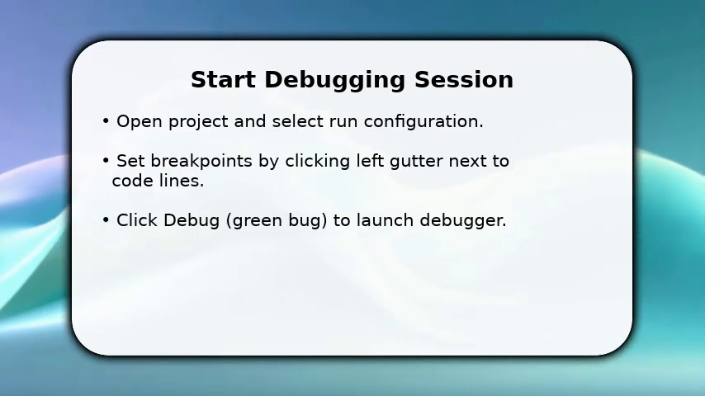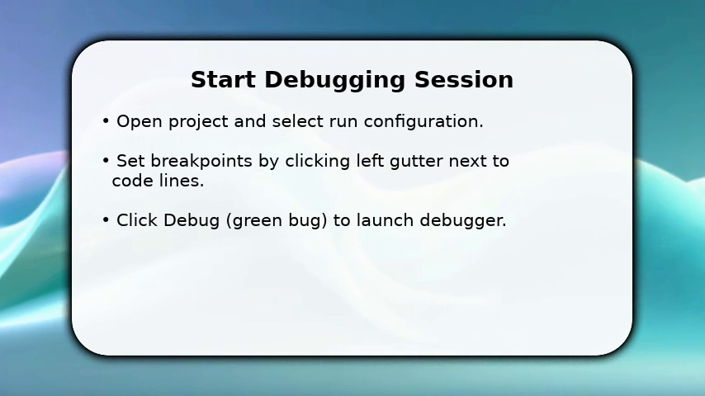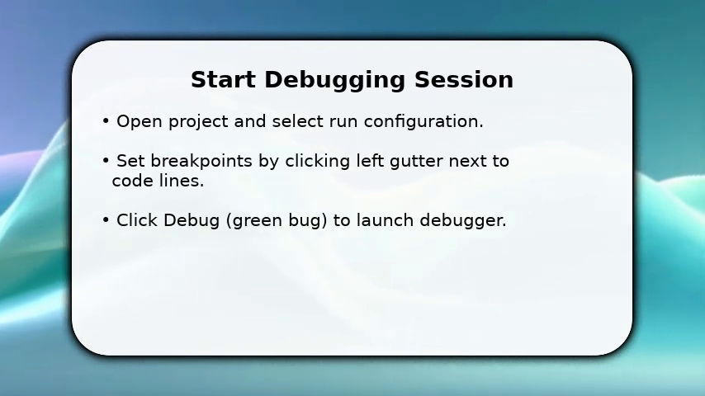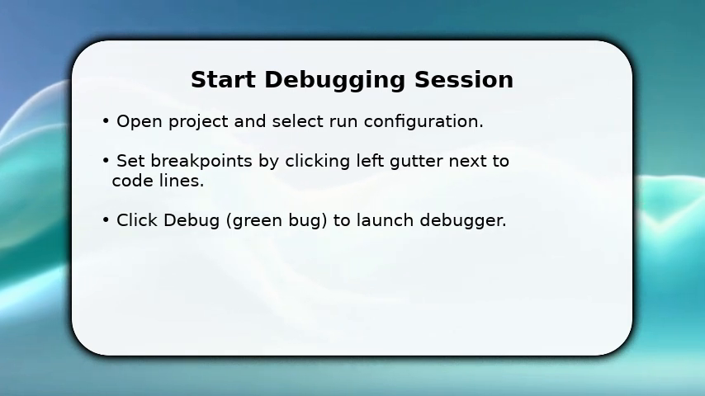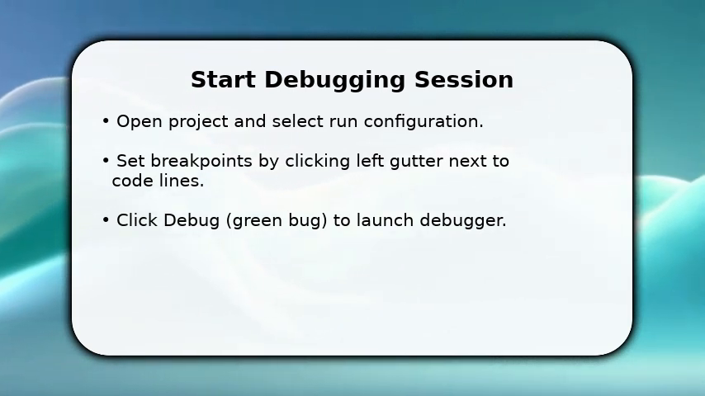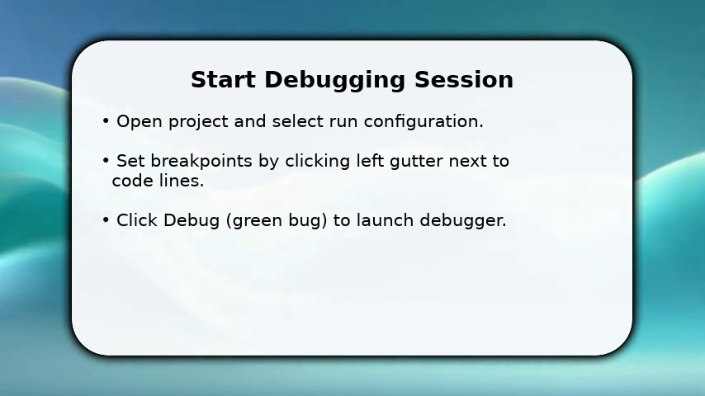You have your project open and a runnable configuration. Now start the process. First, set breakpoints on the lines you want to inspect. Once done, choose the proper run configuration and click the Debug, green bug, button to launch PyCharm's debugger.